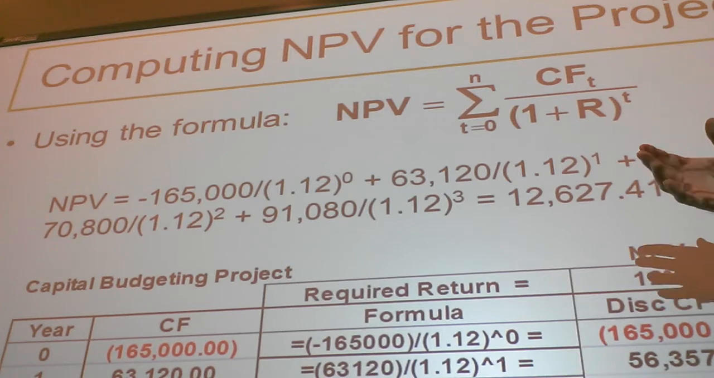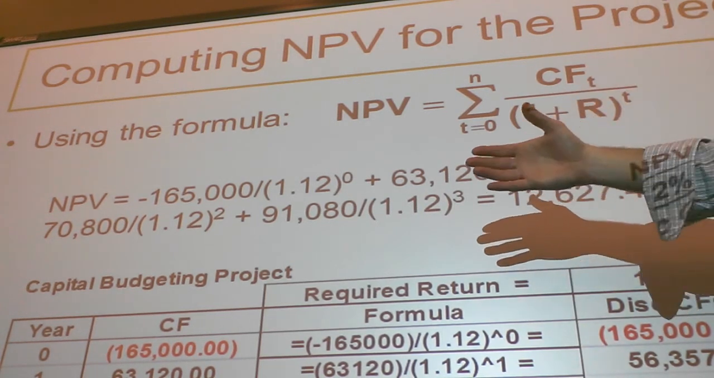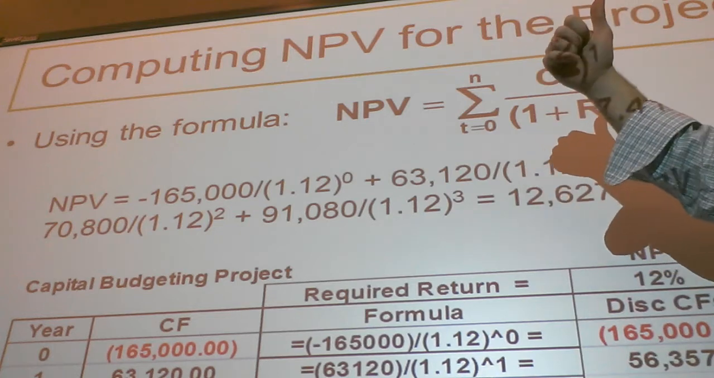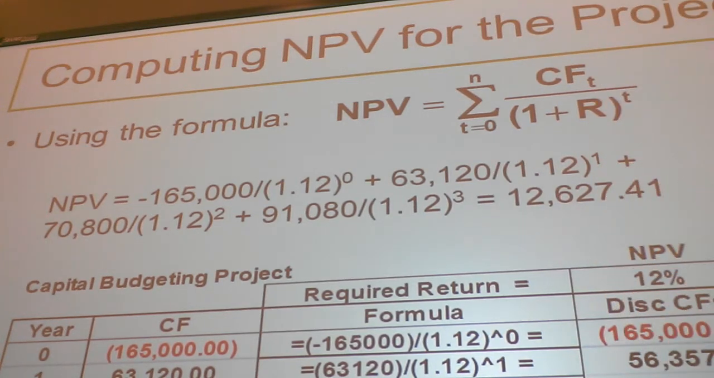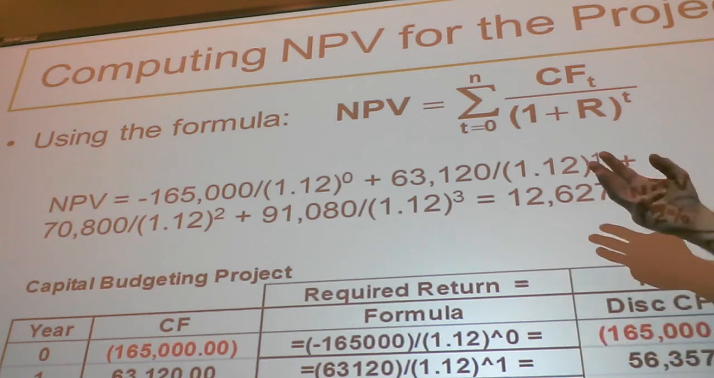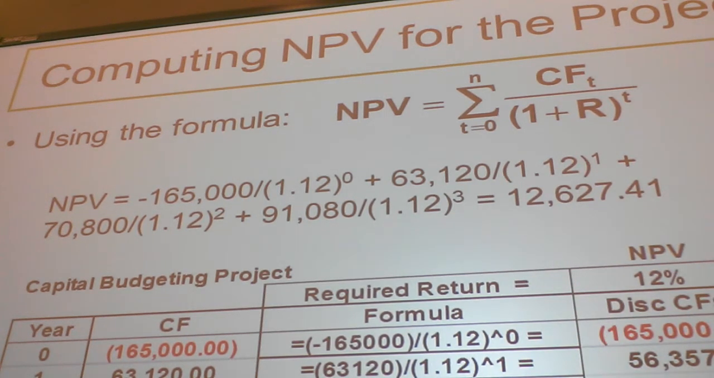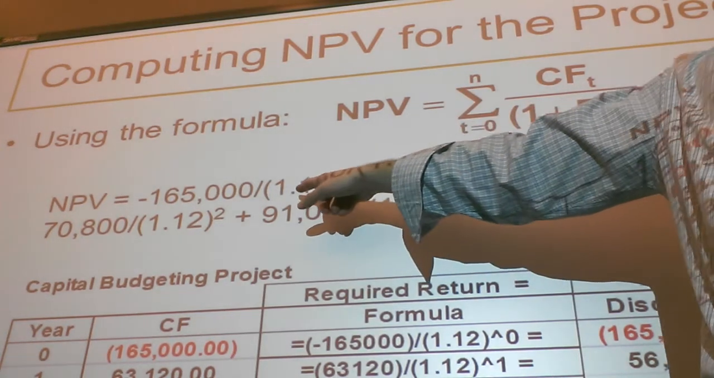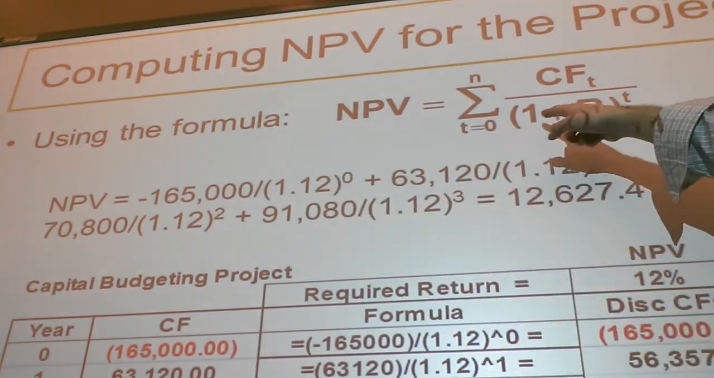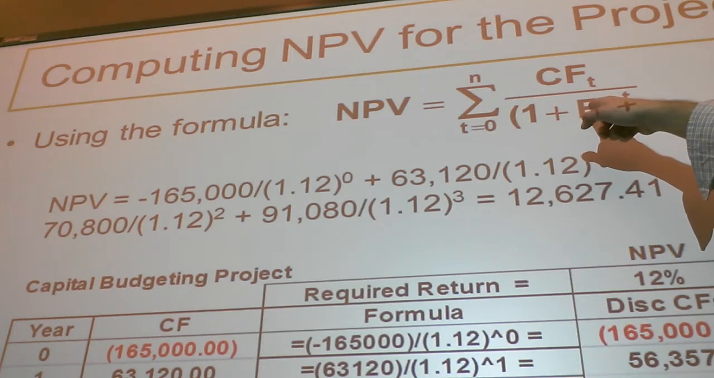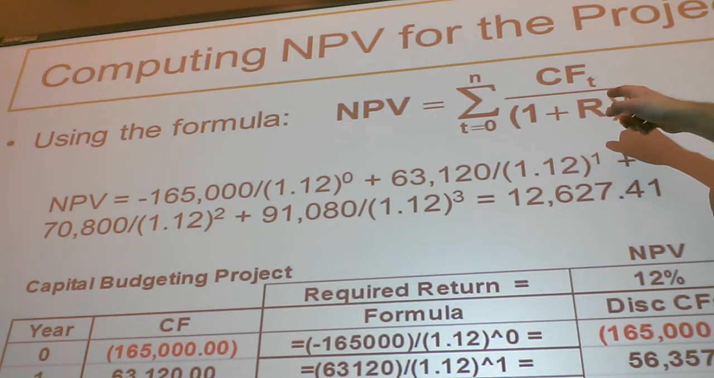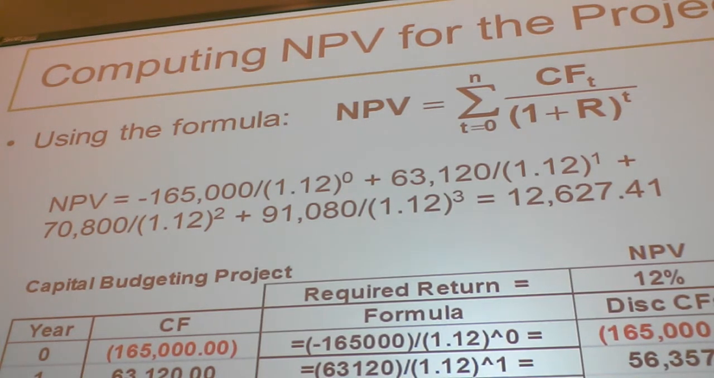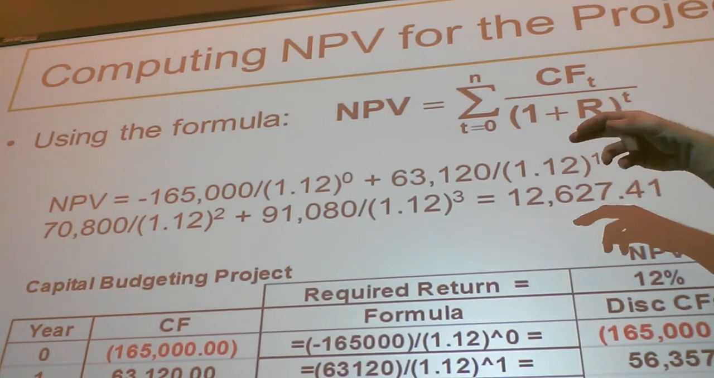We laid out a bunch of details on this example where there's going to be a $165,000 investment right now, and in years 1, 2, 3, you're going to reap rewards: $63,000, $70,000, $91,000. If you wanted to do this mathematically, the way to do it would be to use this formula and draw it out. So 1.12 is 1 plus the interest rate, or the required rate of return, which is 0.12. That means the company thinks it should be making a 12% gain.